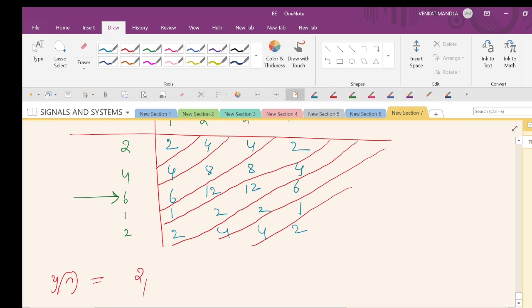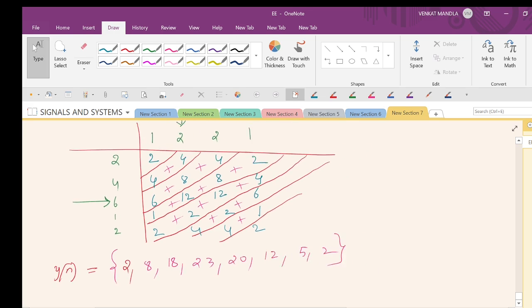Add these two, 4 plus 4, add these three. Add all these things. 2, then 4 plus 4, 8; 8 plus 6, 14; plus 4, 18; 20 plus 2, 22, 23. Next 12 plus 4, 16; plus 4, 20. Next 12, next 5. This is y of n.